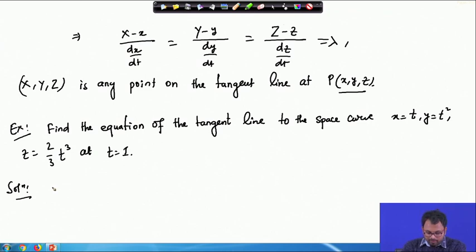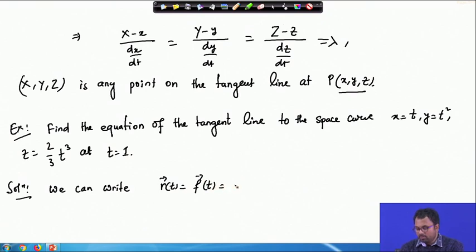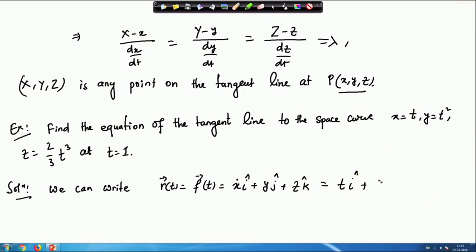So, first of all we can write r, of course it is a function of t, equals f of t equals x(t) i, y(t) j and z(t) k. So, let us write x, y and z, and now I can substitute x as t i, y as t square j and z as 2 by 3 t cube k, right.